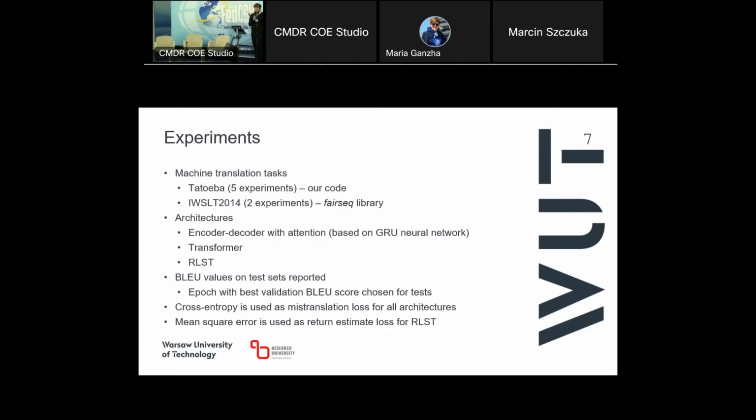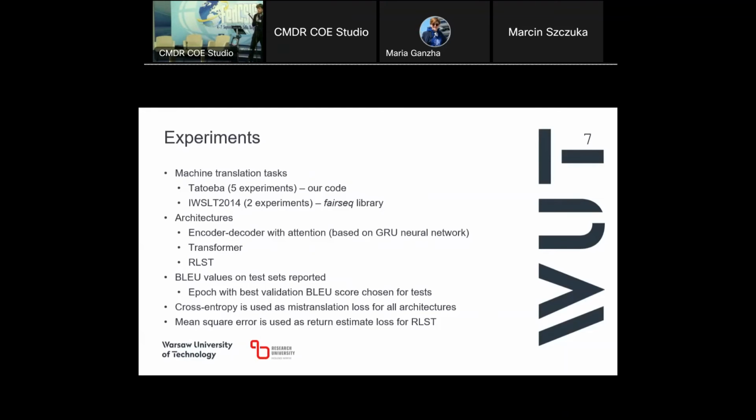We tested three architectures: the standard encoder-decoder architecture with attention, which we based on GRU neural network cells, and the basic transformer in the experiment on Tatoeba. We coded both the encoder-decoder and the transformer ourselves. In IWSLT, we use the transformers and encoder-decoders provided in the library with optimized settings. And we also tested our method, RLST, with optimized settings in both scenarios.